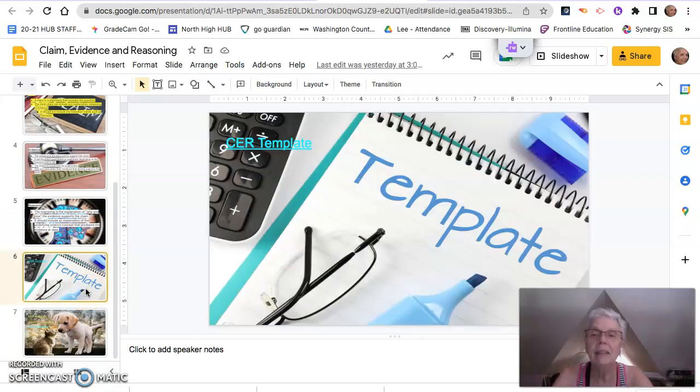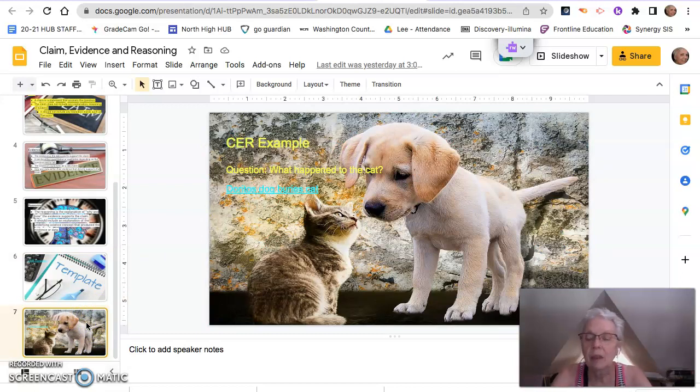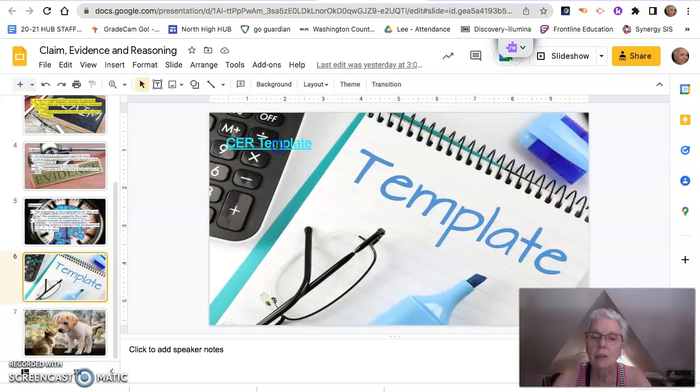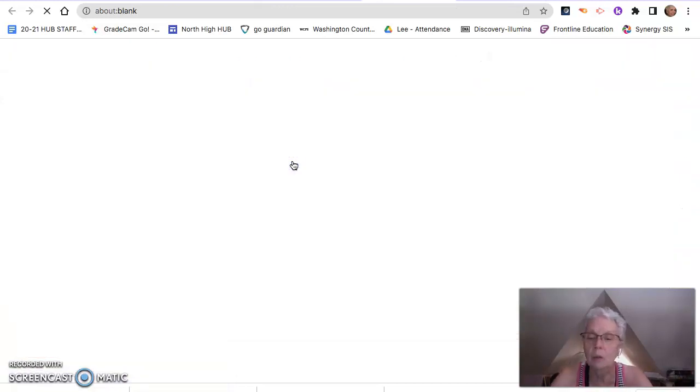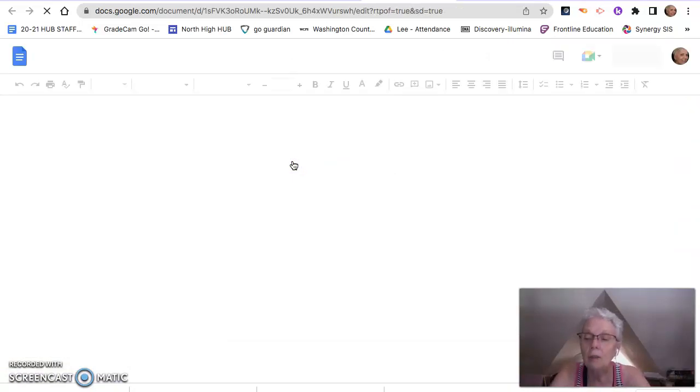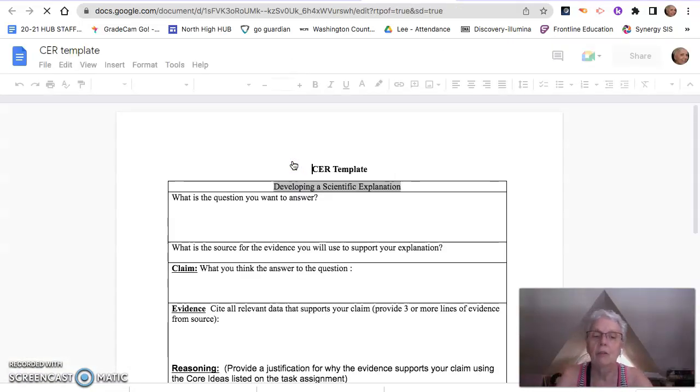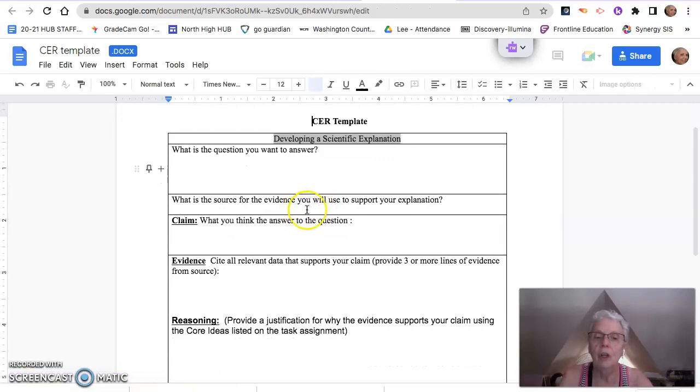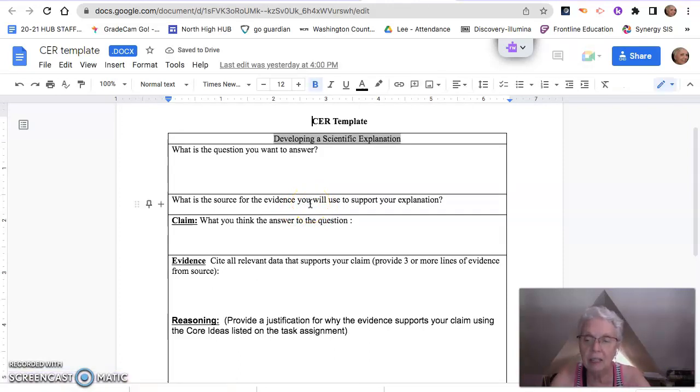We have a CER template that we're going to look at here in a few minutes. We won't look at it here just yet. So actually, let me go back. I think I will show you the template because this will be important for how you give me your information. First, you're going to show me what the question is that you want to answer. You're going to tell me your sources of evidence. Remember that research we did? You're going to tell me what you think the answer to the question is under the claim.